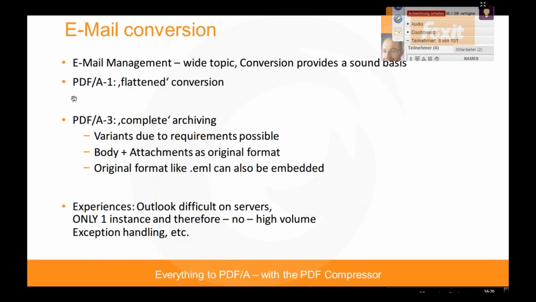On the one hand, you can take part 1, which allows for a flattened conversion. So everything of the email, which is mainly the attachment, so just think of an email where you have an attachment, a Word file and an Excel file and maybe a PowerPoint file, this can be flattened. Or the new PDF/A-3 part allows for complete archiving, where we will also see samples in a minute. This is also one of the strong points of PDF Compressor.